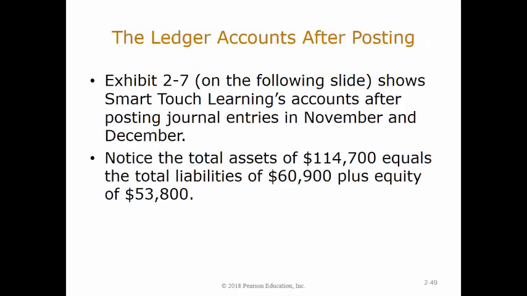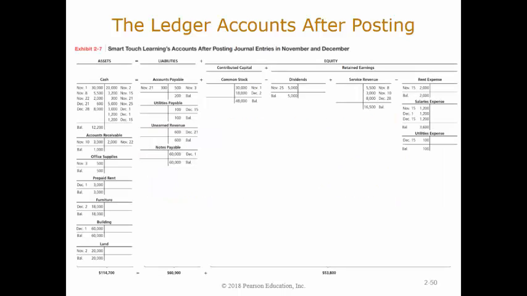After recording the journal entries, the amounts are posted to the ledger. Exhibit 2.7 is a summary of the ledger accounts. The accounting equation is in balance as assets equal $114,700 and liabilities plus equity also equals $114,700. In this exhibit 2.7, notice the liabilities and equity values of $60,900 and $53,800 do equal the total assets of $114,700.